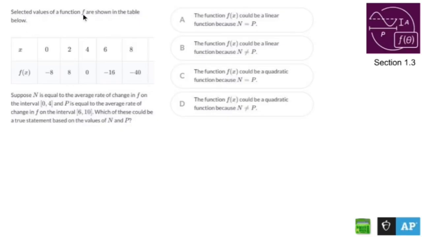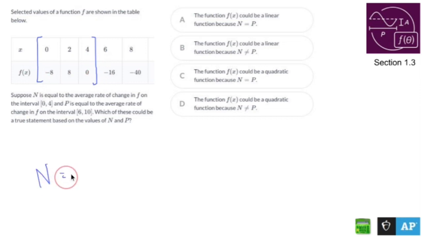Selected values of a function f are shown in the table below. Okay, hello table. Suppose n is equal to the average rate of change in f on the interval [0, 4]. So let's quickly do that. Okay, n is equal to the average rate of change.